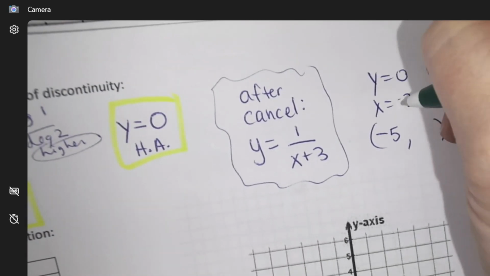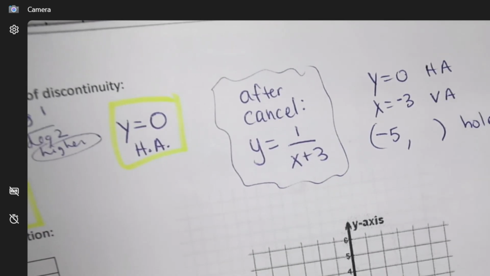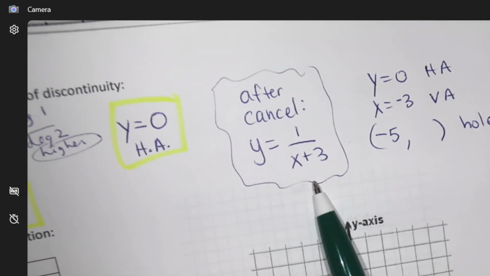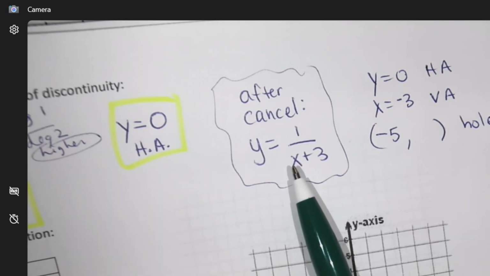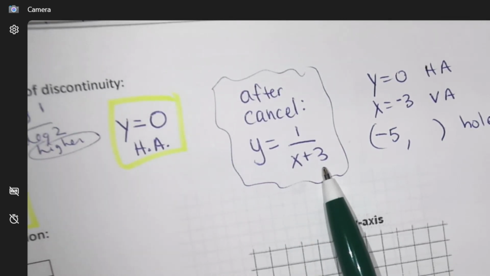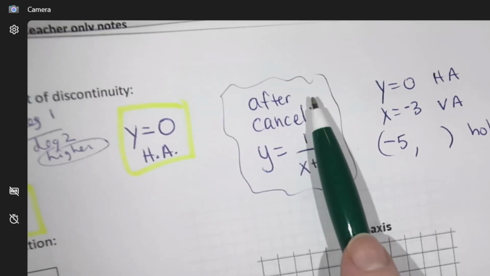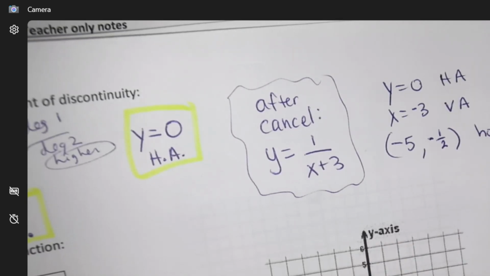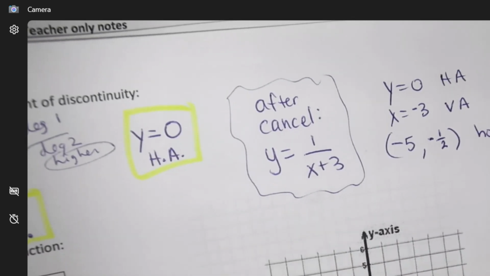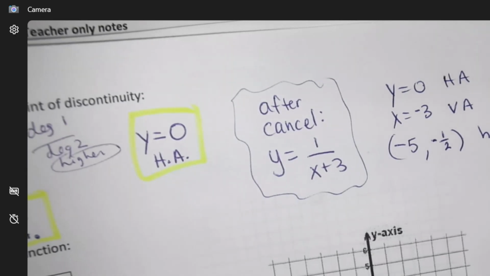Okay, so here we go. I know this. There's a horizontal asymptote at 0. There's a vertical asymptote at -3. And there's a hole at -5, comma. What's the coordinate of the hole? So what am I doing? I'm going to plug a -5 into this. So what do you get? What's -5 plus 3? Negative 2. What's 1 divided by negative 2? Negative a half. Okay, so here's what we're going to do. We're going to draw these things. So I need you to draw me a vertical asymptote and a horizontal asymptote.